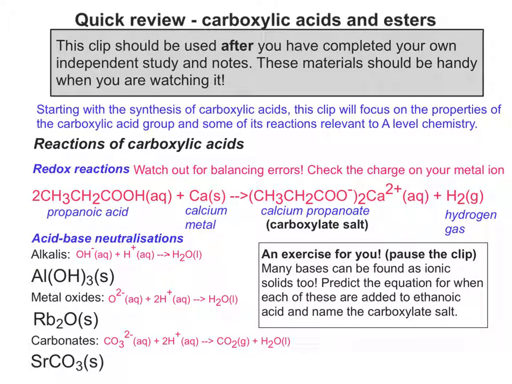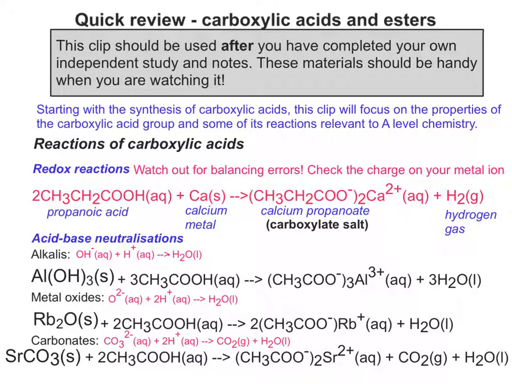So here's a little exercise for you to do. You'll need to pause the clip to give it a go. If we take these three bases in their solid form, aluminium hydroxide, rubidium oxide and strontium carbonate, what I'd like you to have a go at is predicting the equation for when each of these are added to ethanoic acid, and I'd like you to name the carboxylate salt. So there's some naming and there's some equation predicting to do as well. So pause the clip and give this a shot.